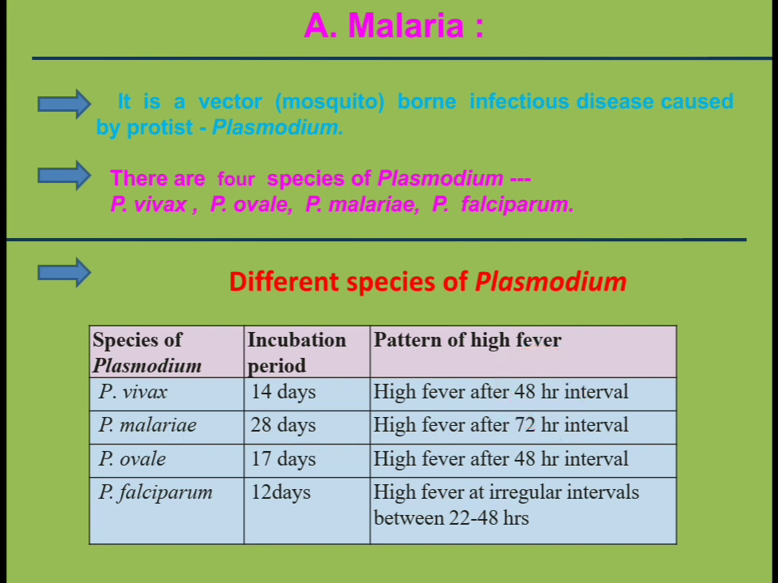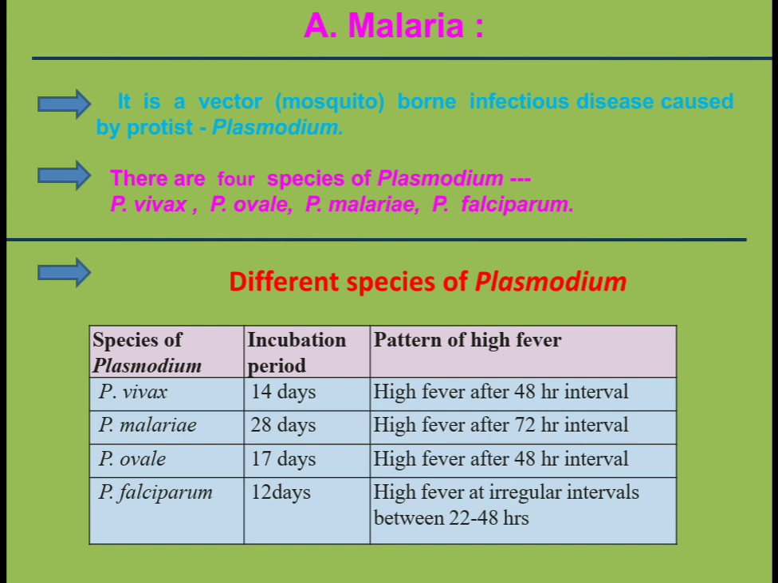Plasmodium malariae takes 28 days incubation period and high fever after 72 hours interval. Plasmodium ovale takes 17 days incubation period and high fever after 48 hours interval. Plasmodium falciparum shows an incubation period of 12 days and high fever at regular intervals between 22 to 48 hours. Now this was about the different species, their incubation period and patterns of high fever in malarial disease.